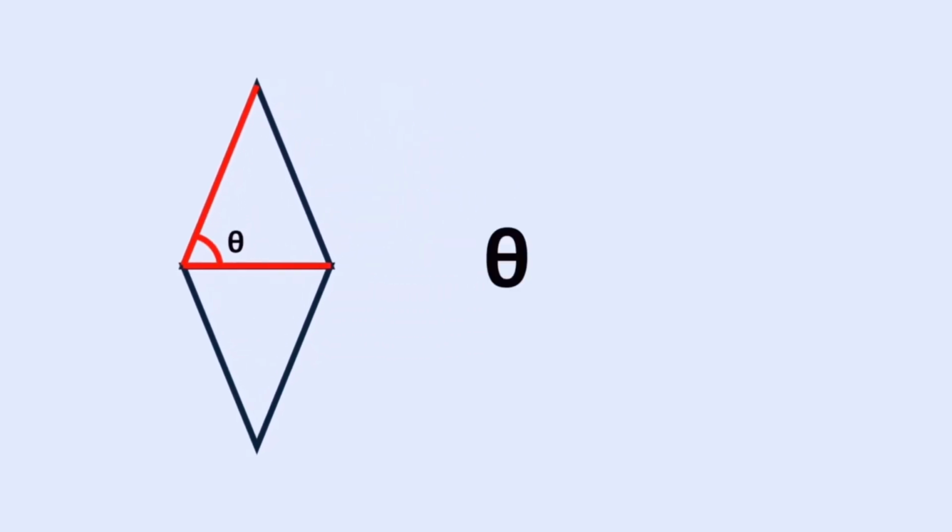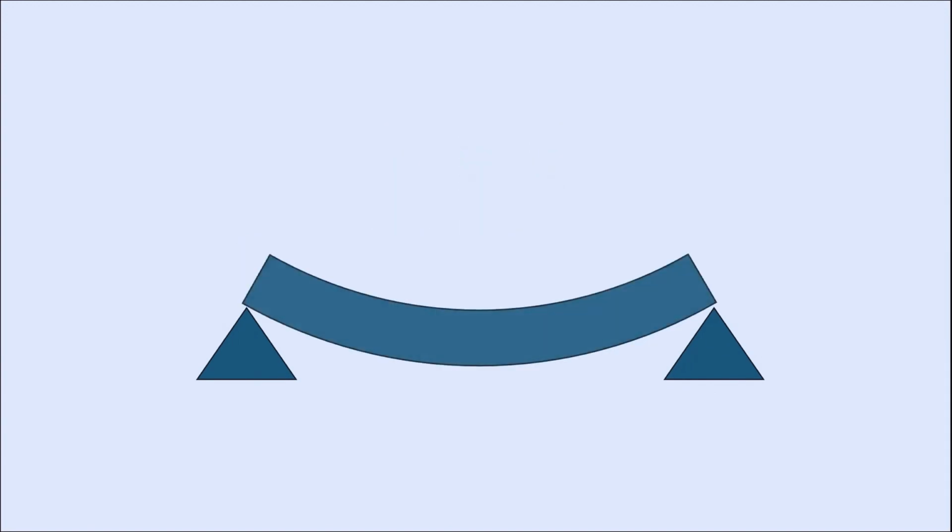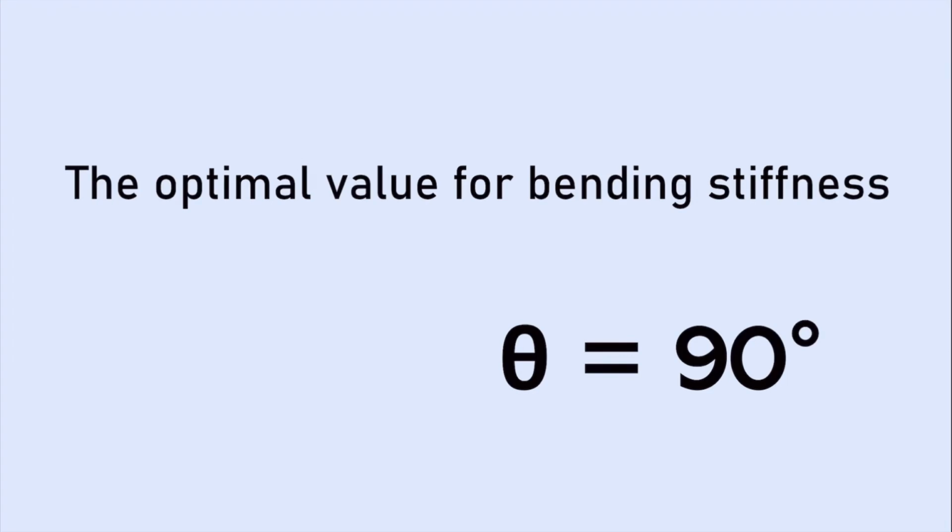If the angle formed by the diagonal member of the diamond grid with the horizontal line is zeta, how is the value of zeta of the diamond grid in this tower determined? To find out, we first need to define flexural stiffness and shear stiffness. Bending stiffness is a force that can withstand external forces that bend a material, and the optimal value for bending stiffness is obviously 90 degrees.